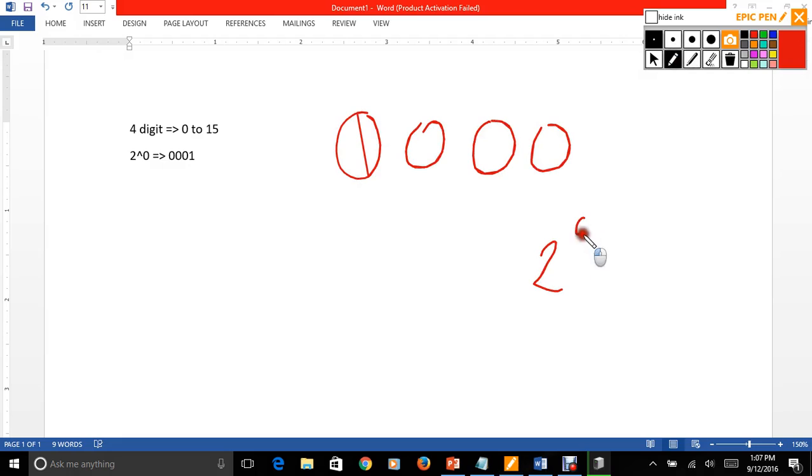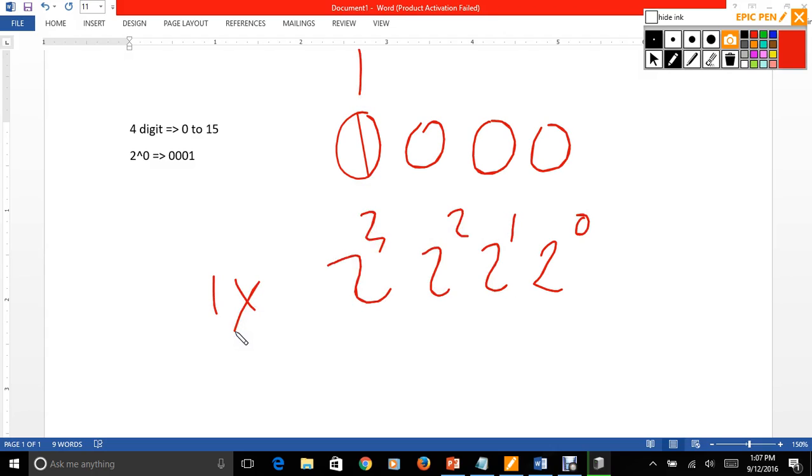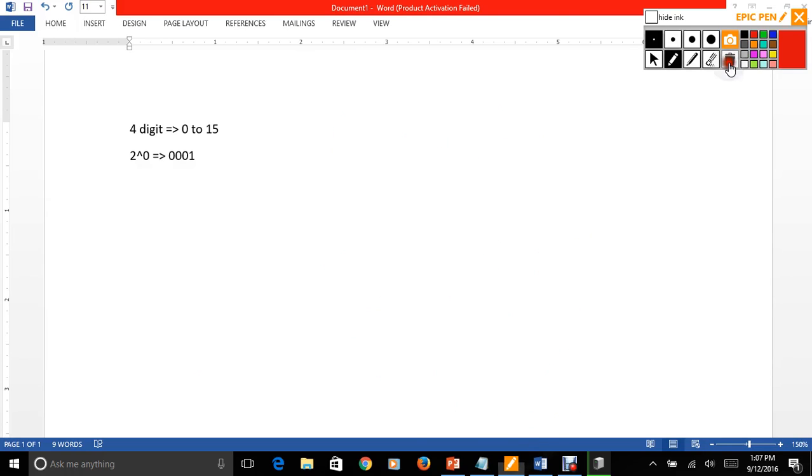This is 2 to the 0, 2 to the 1, 2 to the 2, and 2 to the 3. And any digital number is actually, if it's a 1, it's 1 times 2 to the 3, 0 times 2 to the 2, 1 times 2 to the 1, 0 times 2 to the 0. So 2 to the 3 is what? 8. What's 2 to the 2? 4. What's 2 to the 1? 2. 2 to the 0 is? 1. Very good.